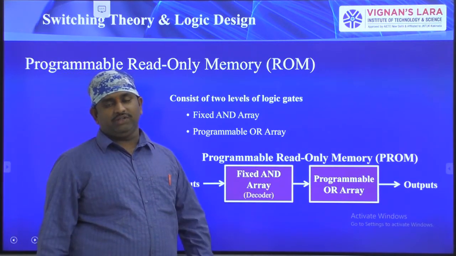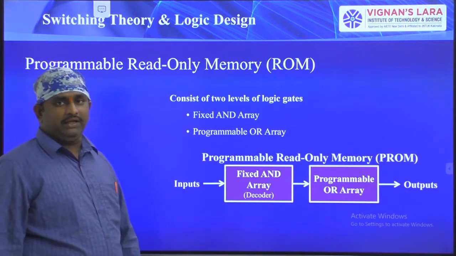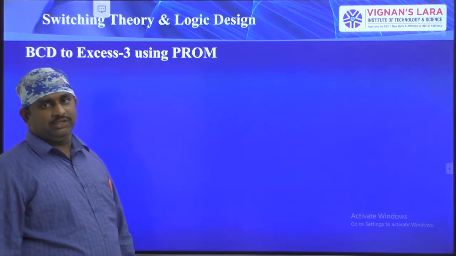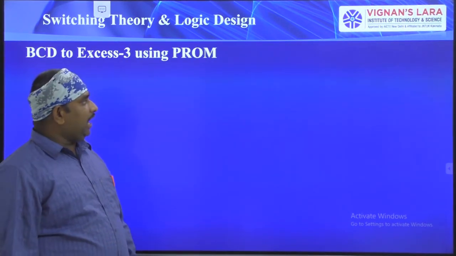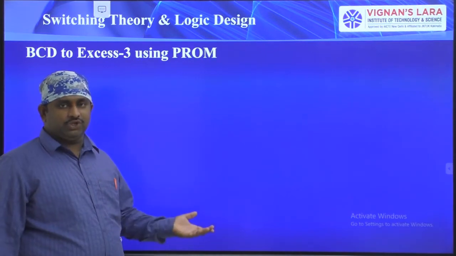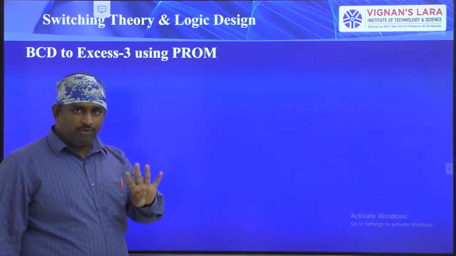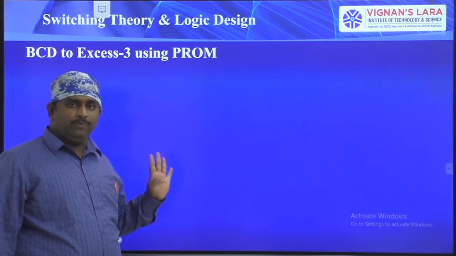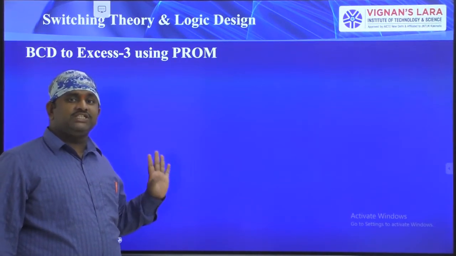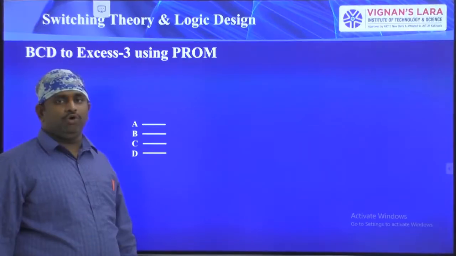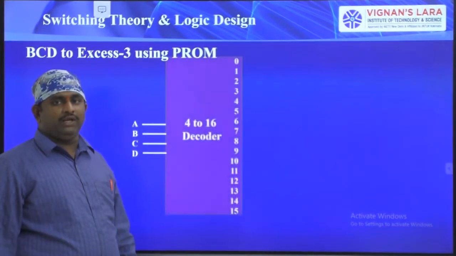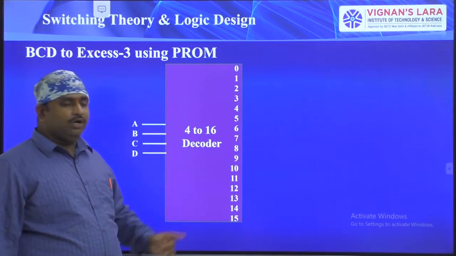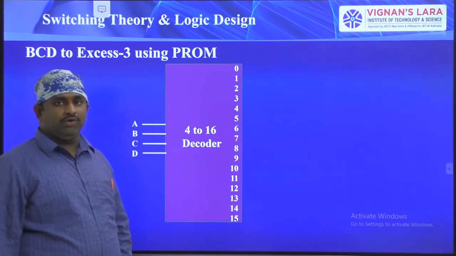So for that reason, first you have to take the inputs of those functions. For implementing this BCD to excess-3 code, the BCD inputs are 4. For that reason, I need a 4-input decoder. If I have 4 inputs for the decoder, the outputs are 16 outputs. A 4 to 16 decoder we have to take here.